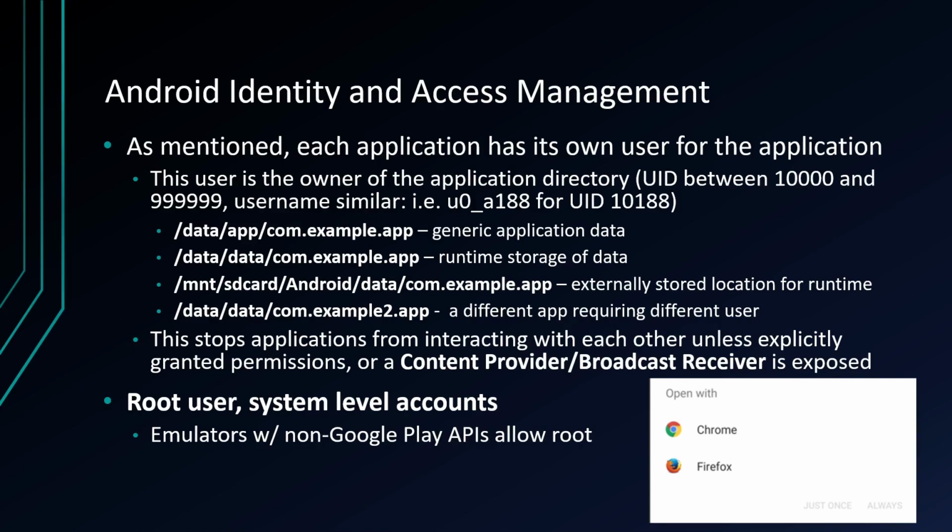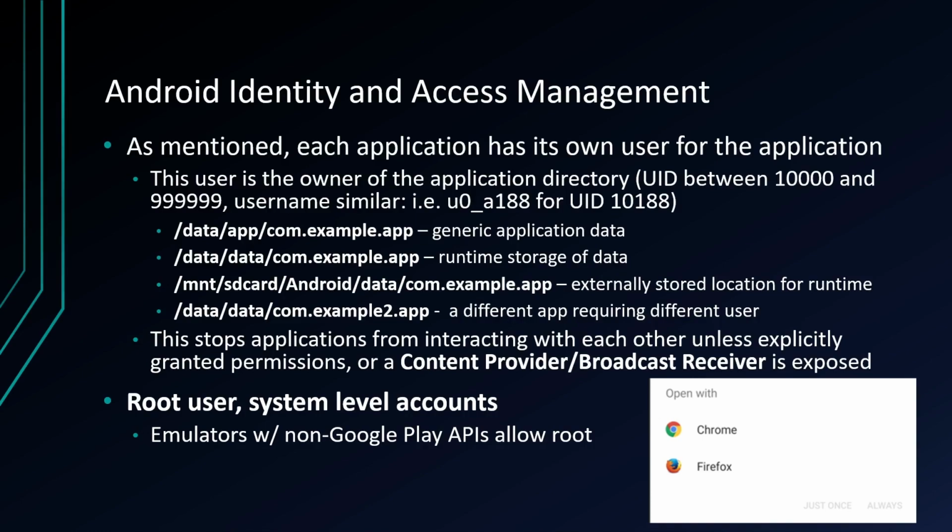On an Android device, each application is assigned a unique user account. This is what it looks like from an identity and access management perspective. Each application gets its own user. The user owns the app directory. The user ID, UID, is assigned between 10,000 and 99,999. For example, a UID 10188 might be assigned as u0_a188.